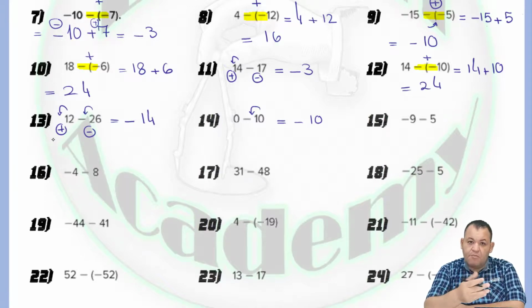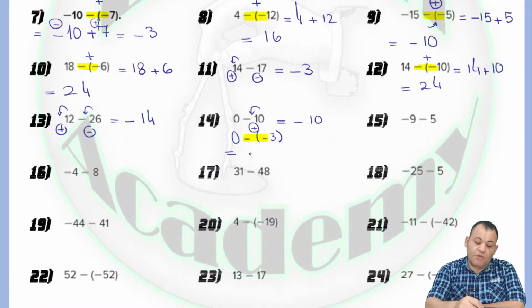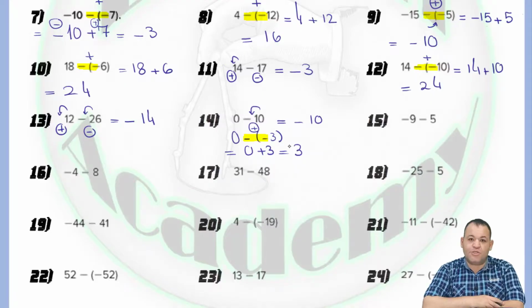0 minus any number equals negative this number. 0 minus 5 equals negative 5. 0 minus 7 equals negative 7. 0 minus 3 equals negative 3. If we have 0 minus negative 3, we said if we have minus followed by negative, just replace them with plus. So it will be 0 plus 3, which equals 3. And that's how we can subtract the two integer numbers.